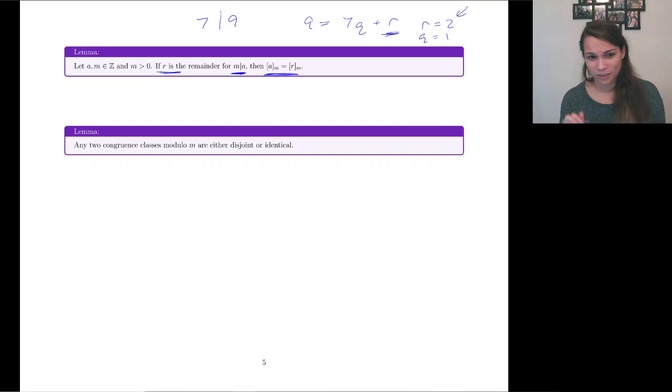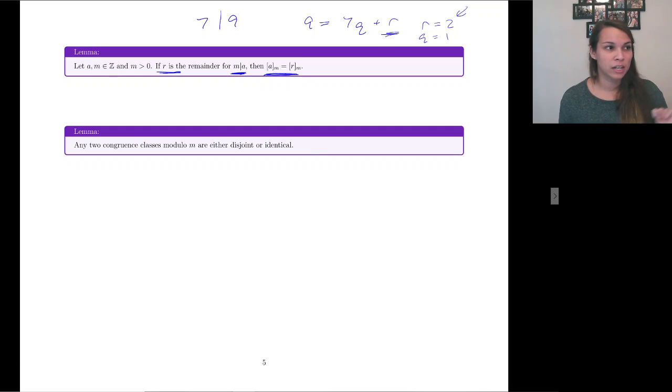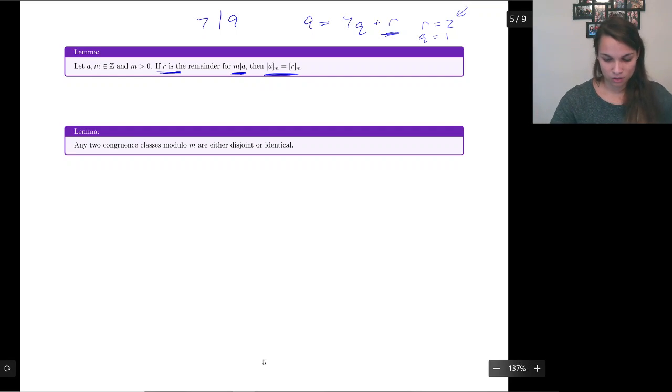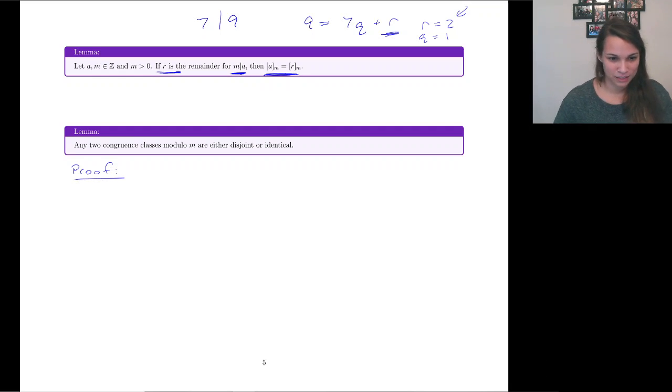Moving on to something that falls out maybe a little bit less quickly: any two congruence classes modulo M are going to be either disjoint or completely identical. So there's no in between. We're not going to share one element and have the rest of our elements not be shared. So this proof divides into two cases.